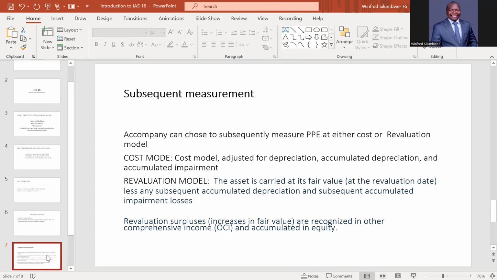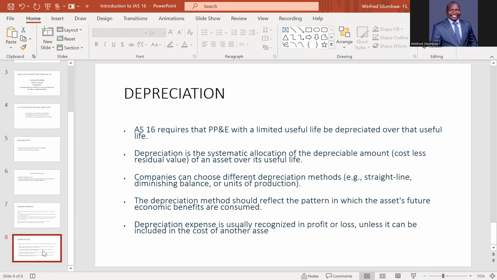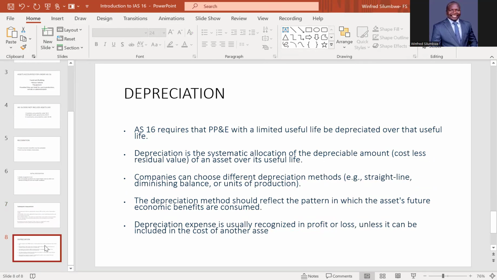If it happens that the asset has gained value, then under the revaluation model, if the total cost was 2 million, now it has gone to 3 million. That now becomes the value on which you base your depreciation. Then we talked about subsequent measurement. I think we've talked about this one. We've also talked about what depreciation is.